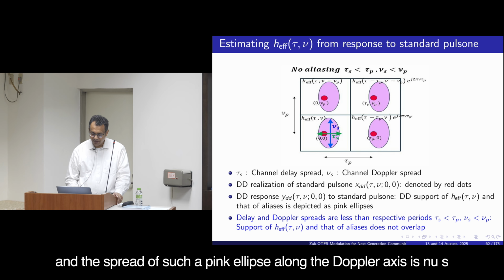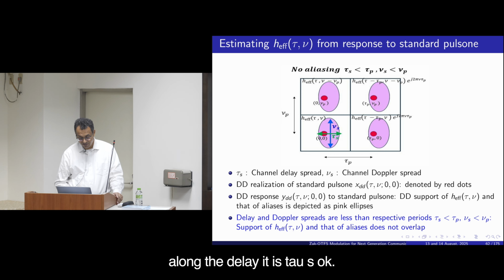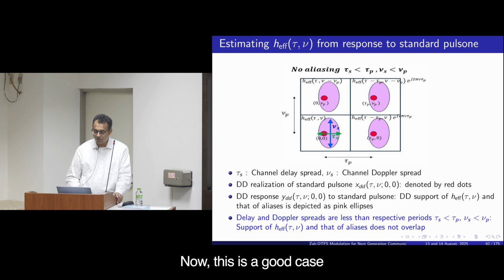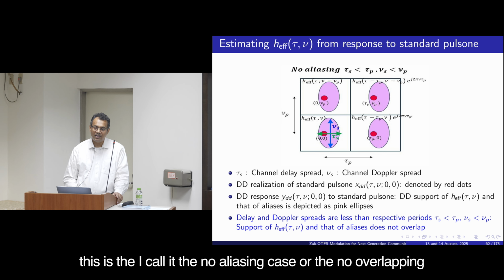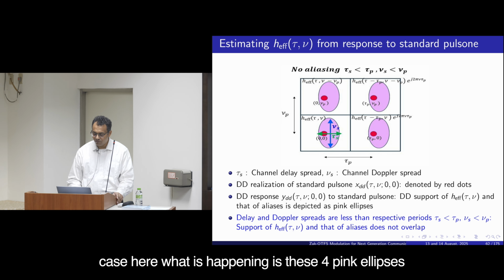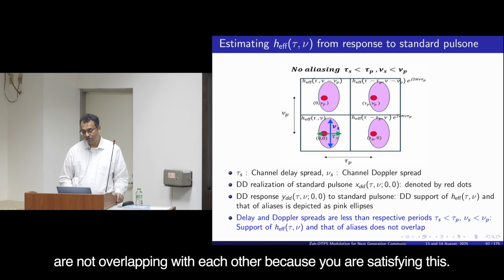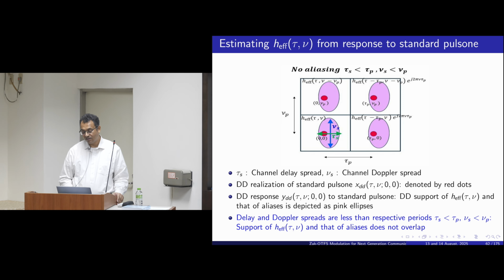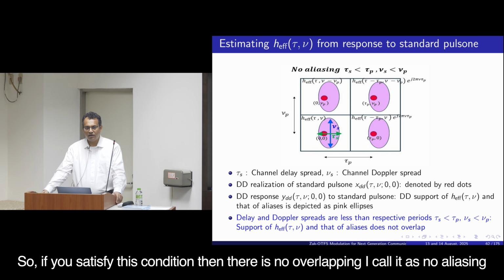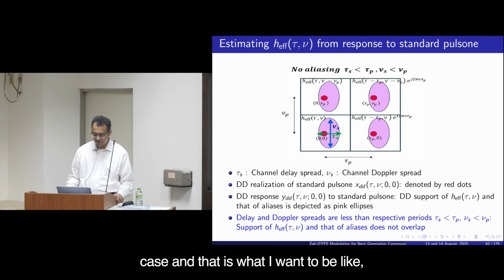And the spread of such a pink ellipse along the Doppler axis is nu s, along the delay it is tau s. Okay. Now, this is a good case, which I call the no aliasing case or the no overlapping case. Here what is happening is these 4 pink ellipses, in general infinite pink ellipses, are not overlapping with each other because you are satisfying this. So, this is the crystallization condition. If you satisfy this condition, then there is no overlapping, I call it the no aliasing case, and that is what I want.